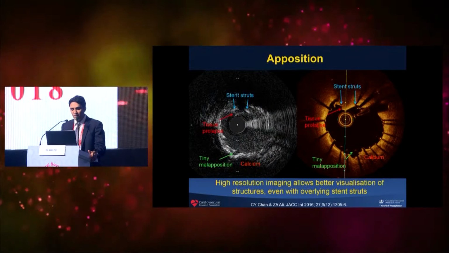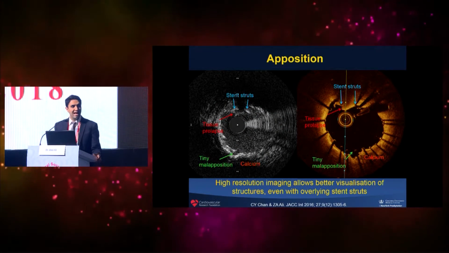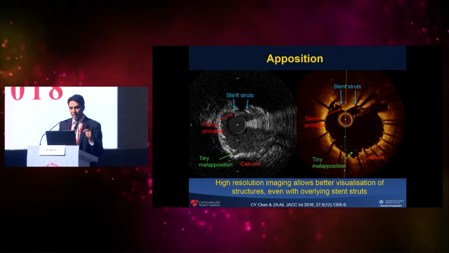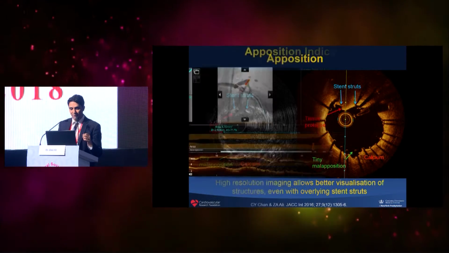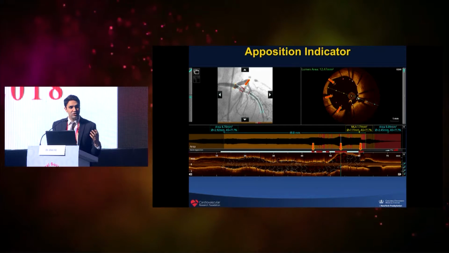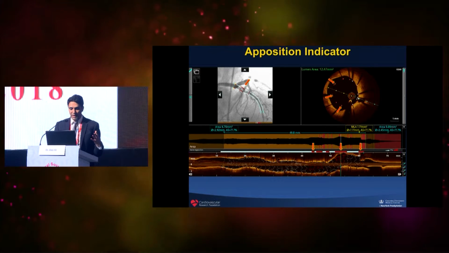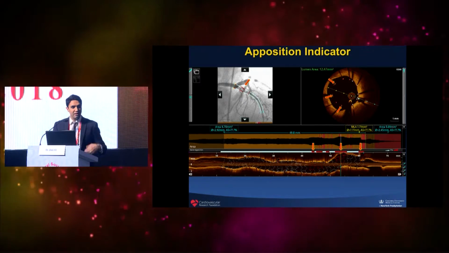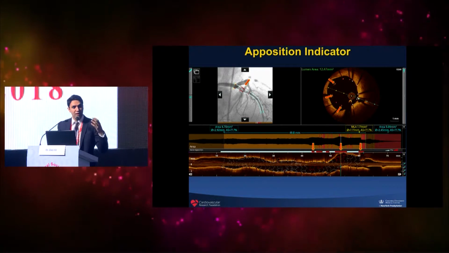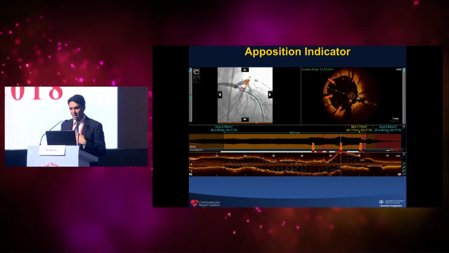How do we identify stent problems? Of course, OCT has extreme resolution, able to see stent struts that are not able to be seen on IVUS. Apposition indication is automatic on OCT. You can see these red bars that are painted into the stent automatically identify segments of the artery that are 0.2 millimeters from the stent edge.